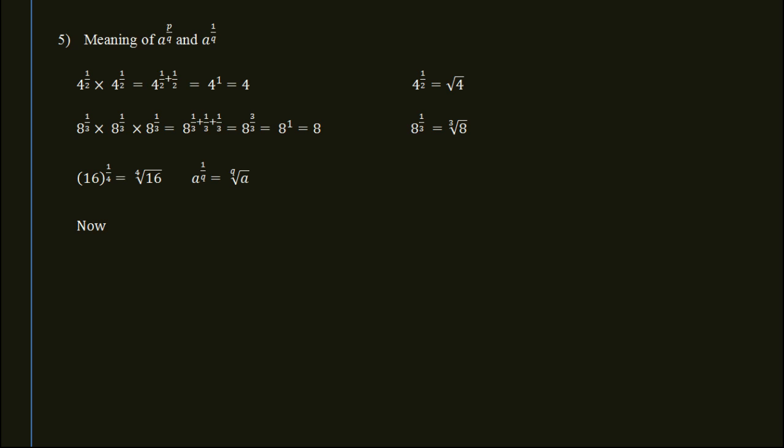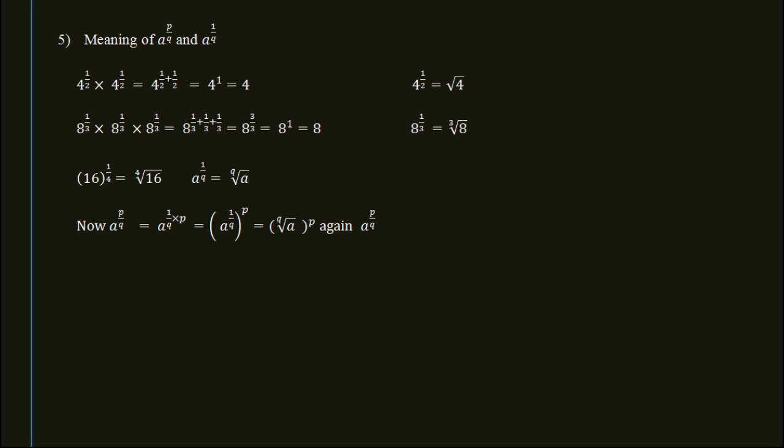Now let us try to understand what a to the power p over q means. A to the power p over q is equal to a to the power 1 over q times p, which is equal to, from the third law of indices, the one that deals with multiplication of powers, a to the power 1 over q, the whole expression to the power p, and simplifying what is in brackets first, this will simplify to the qth root of a, to the power p.